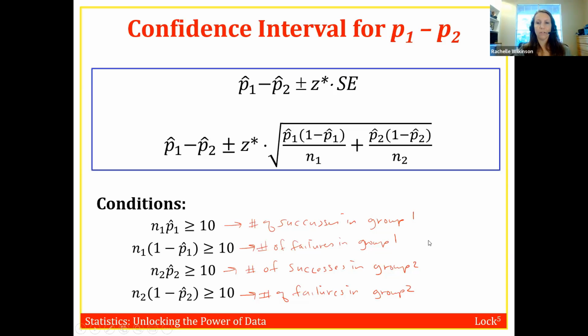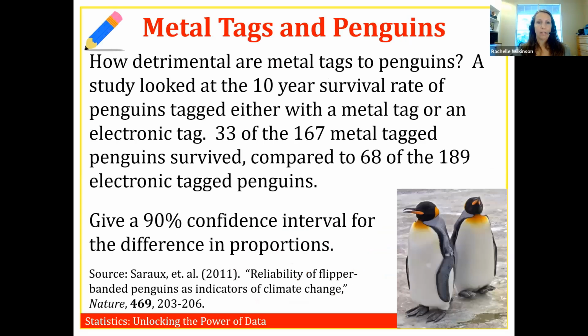All right, so our first example is dealing with metal tags and penguins. We want to know how detrimental are metal tags to penguins. A study looked at the 10-year survival rate of penguins tagged either with a metal tag or an electronic tag. 33 of the 167 metal tagged penguins survived, compared to 68 of the 189 electronic tagged penguins. So our goal is going to be to give a 90% confidence interval for the difference in proportions.